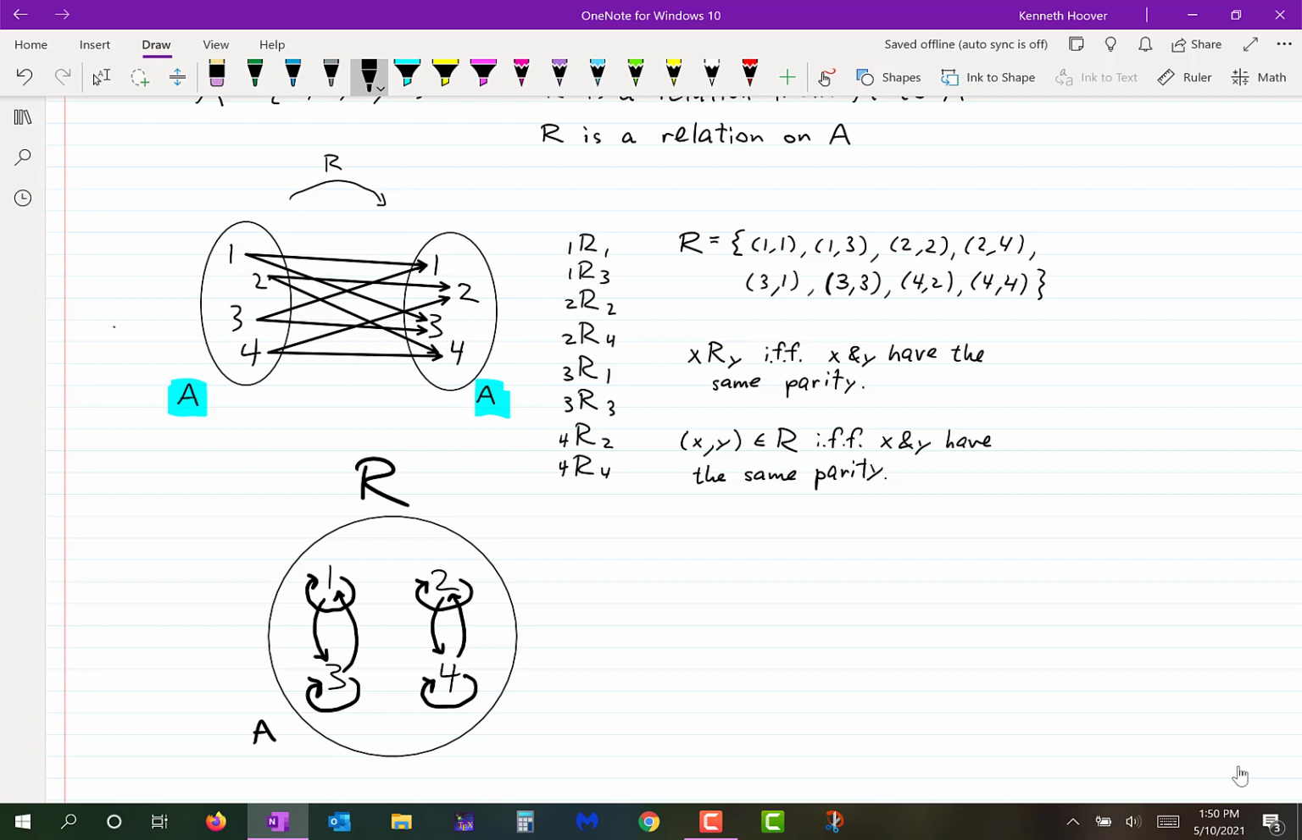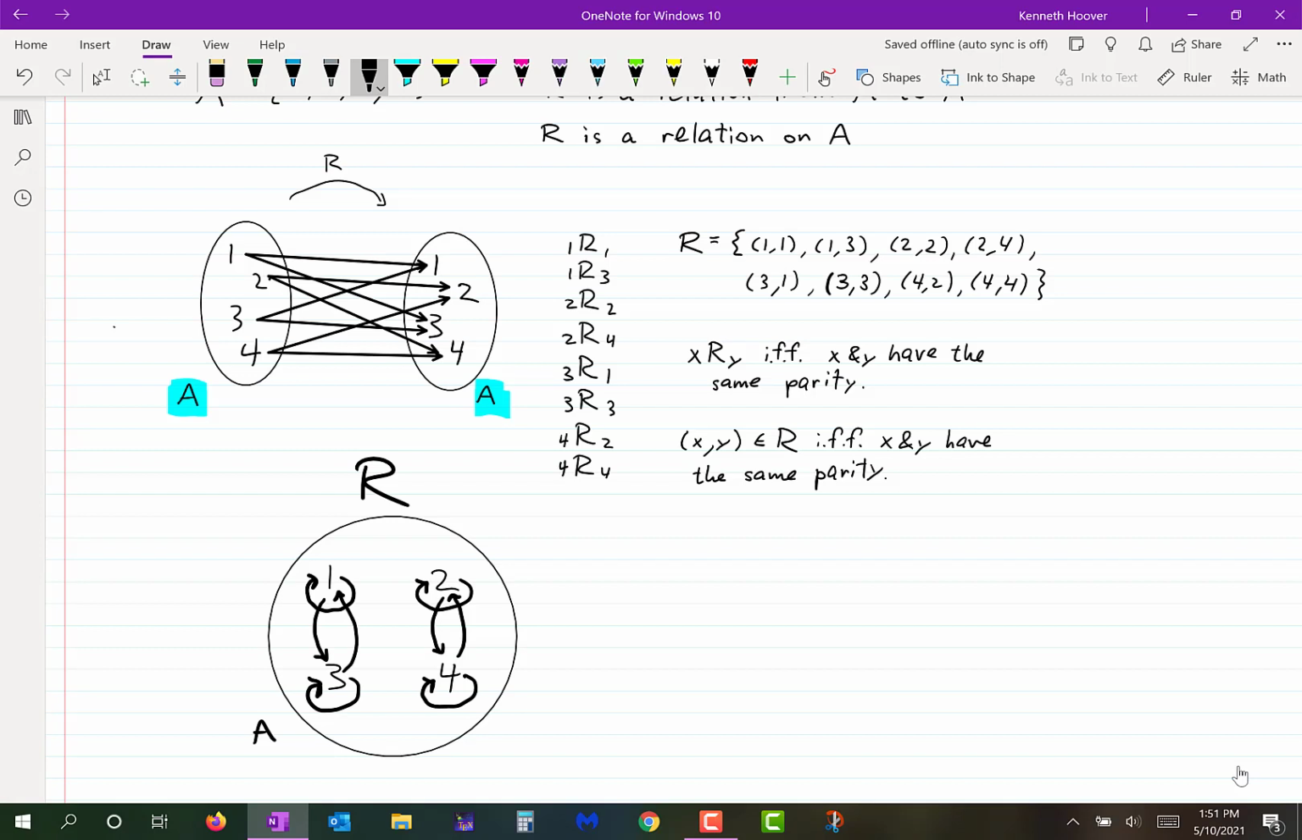Okay, and what that means, the reason why we call it an equivalence relation is this. You're probably used to equivalent meaning equal to, and so you might think, well, that's weird to call this an equivalence relation because we said that 2 is related to 4, but certainly they're not equal. But there is a reason why we call it an equivalence relation, and that is this.